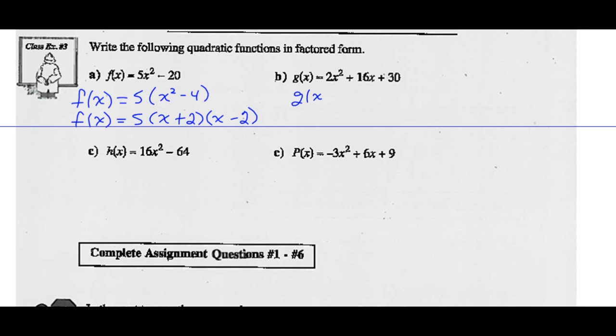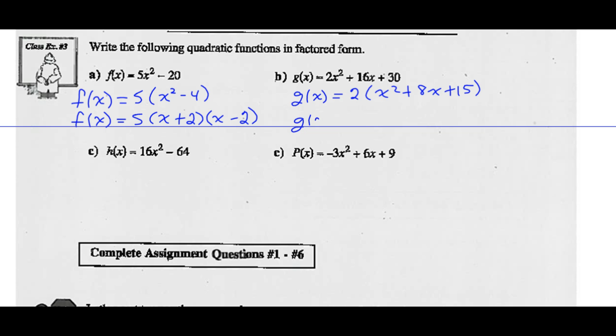Again, now it's a 3-term expression, but there's a common factor between all 3 terms. 2x squared plus 16x plus 30 all can be divided by 2. So factor out that 2, that gives me 1x squared plus 8x plus 15.